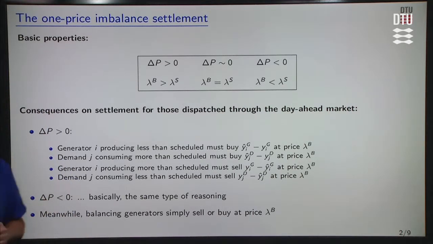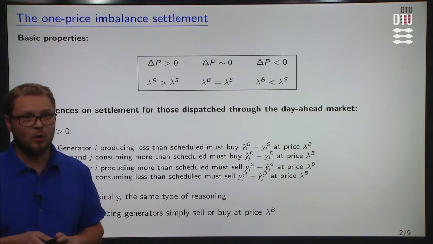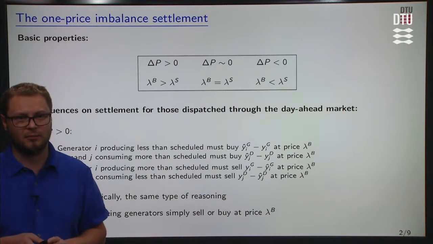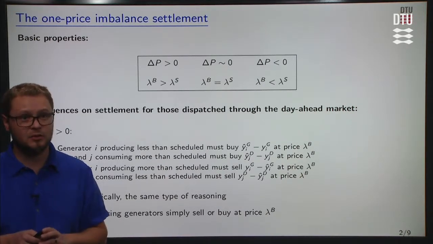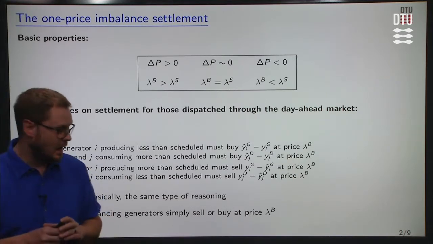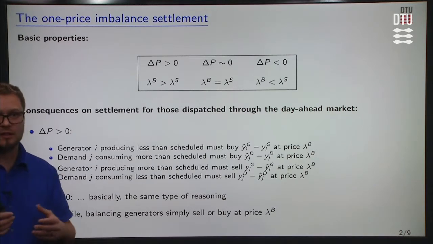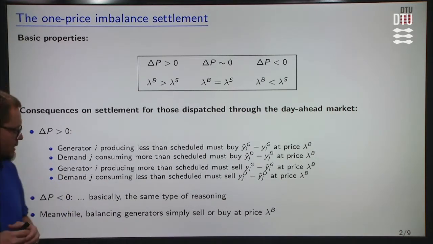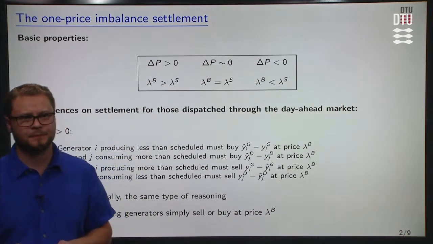In the case of downward regulation, basically we have the same type of reasoning, since we also base the reasoning on lambda B. This was for the case of those generators that are inducing the system imbalance. And on the other side, for those balancing generators that are helping the system getting back to balance, they will simply buy or sell at the price lambda B.